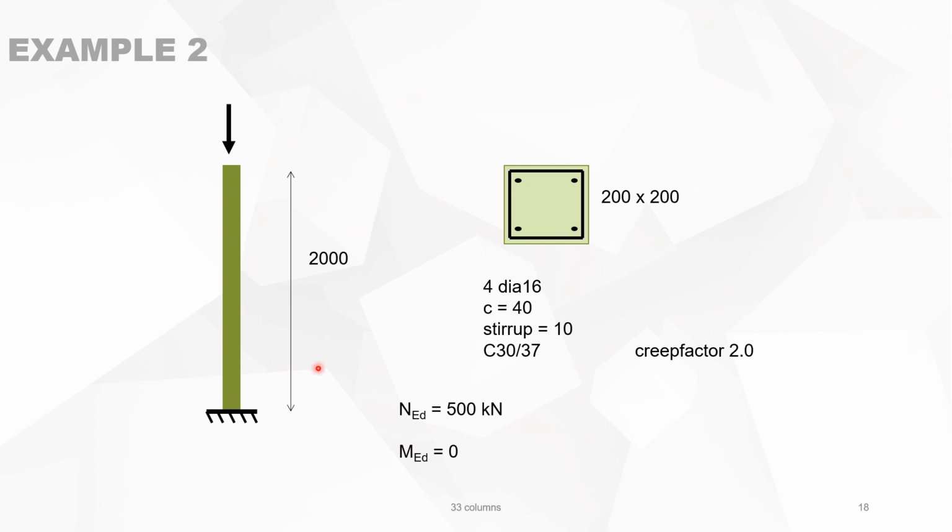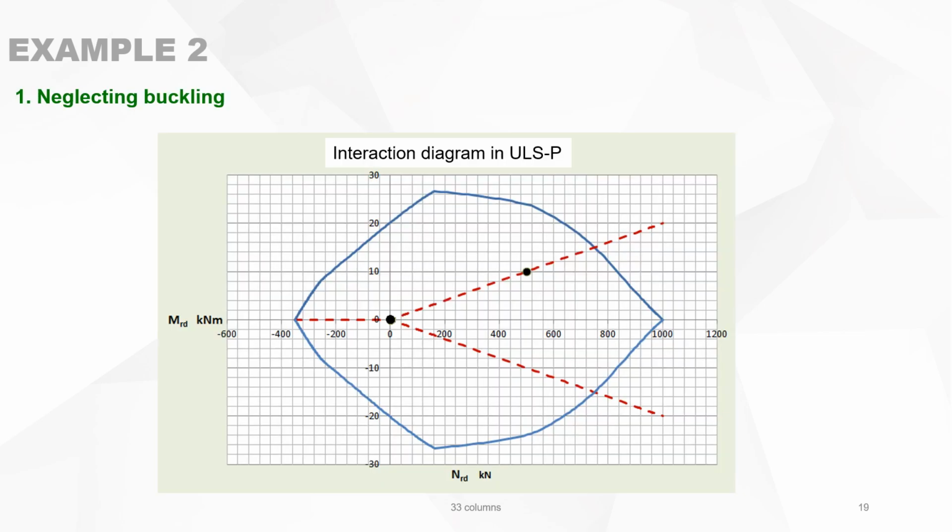It's reinforced by 4 diameter 16, which is really a lot, in fact. 4 diameter 16, concrete cover 40, stirrup 10, C30/37, a creep factor of 2, and it's loaded by 500 kilonewton, which is not much. There's no bending moment on it. Let's suppose that this is just centrically placed on the column, and there is no external bending moment.